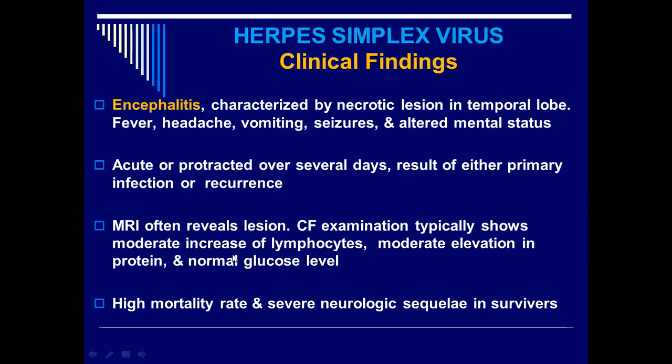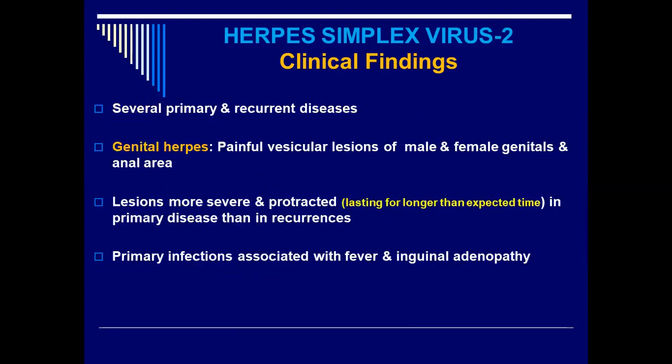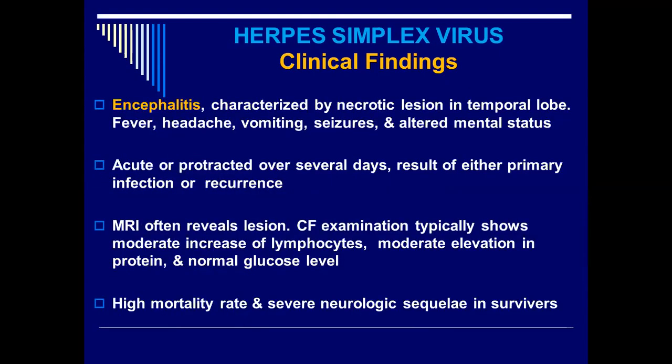Then we have another important clinical finding with HSV1, which is encephalitis, that we can see mostly in the case of neonates. It is characterized by necrotic lesions found in the temporal lobe of the brain. There is fever, headache, and involvement of the brain may lead to vomiting, seizures, and altered mental status. All those signs are associated with the involvement of the brain. This mostly occurs in children.